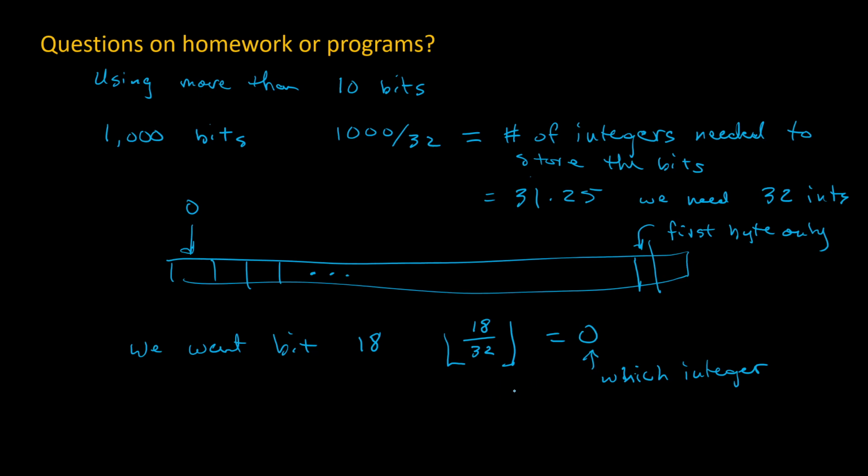So we would then do, let's say that this is an array, my bits, of 32 integers. I want my bits, floor of 18 divided by 32, which selects the integer I want, and then I would AND it.